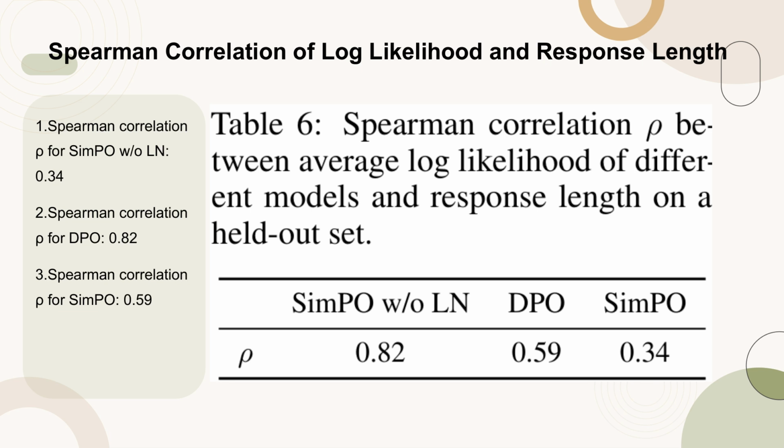The correlation for SimPO without length normalization, SimPO without ln, is 0.34, indicating a moderate relationship. DPO shows a stronger correlation of 0.82, suggesting a high positive relationship between log likelihood and response length. SimPO, with its correlation of 0.59, demonstrates an intermediate relationship, indicating a balance between the two extremes.